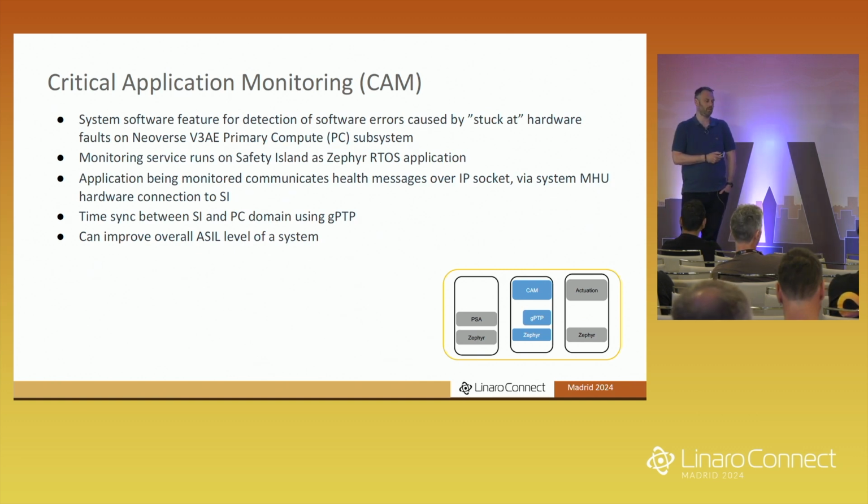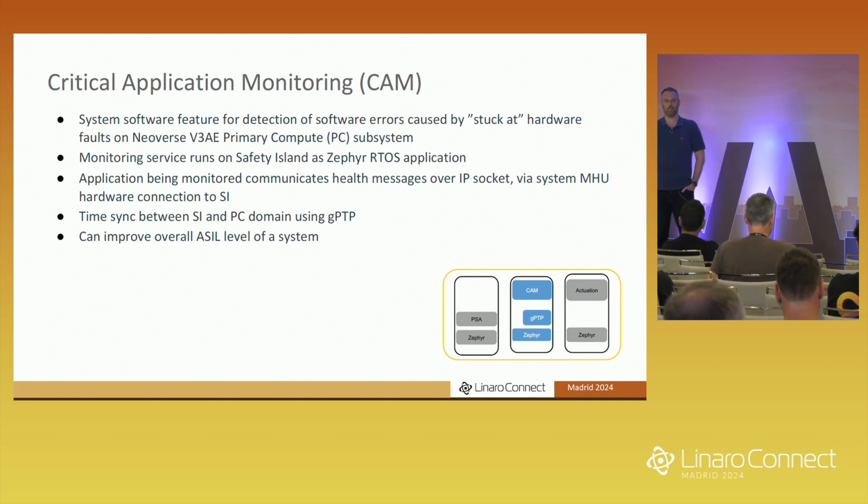The benefits of running it on the safety island is that you can make use of the lockstep and the higher safety rating of the Cortex R82. So that gives you a high reliability place to run the monitoring. Whereas if the monitoring was run on the primary compute, you wouldn't necessarily know if the monitoring platform itself had actually experienced the error.